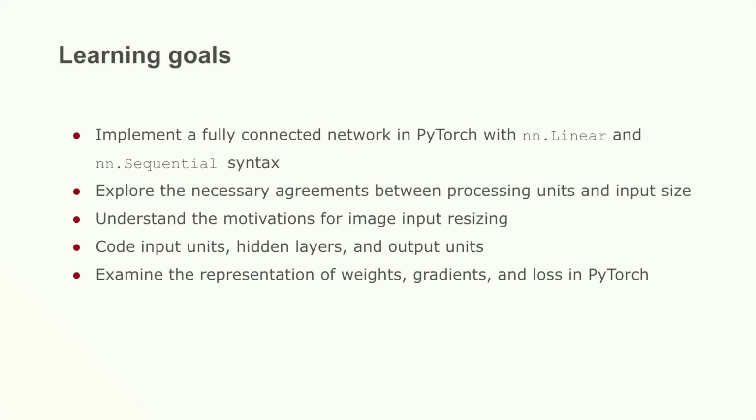So our learning goals are to implement a fully connected network in PyTorch with the linear and sequential syntax, explore the necessary agreements between processing units and input size, understand the motivations for image input resizing, code input units, hidden layers, and output units, and examine the representation of weights, gradients, and loss in PyTorch.